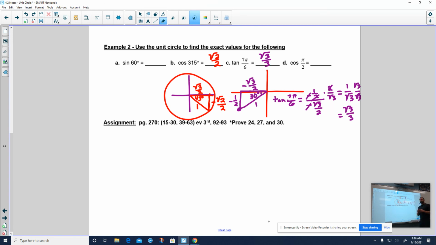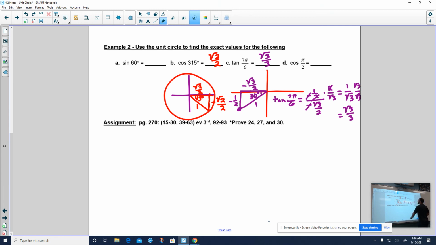Most of you will be able to get to the point where you can even do this one in your head. That's pretty awesome. You'll get there. All right. I'll let you do the sine of 60 alone.